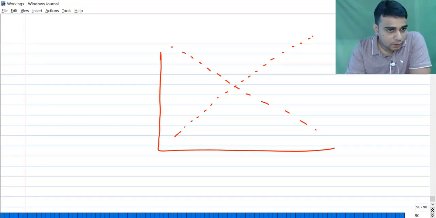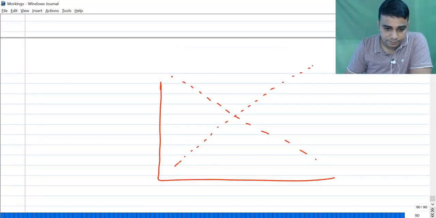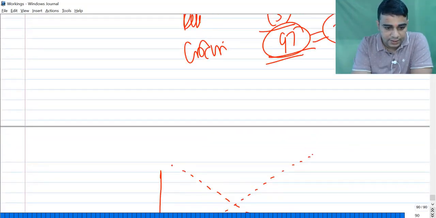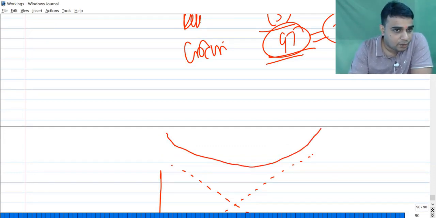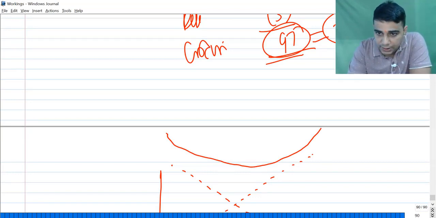Both put together, the two costs put together is somewhere here, and that will show a graph like this. It will keep coming down and then it will start moving up. The combined cost will start coming down initially. After some point it will start going up.